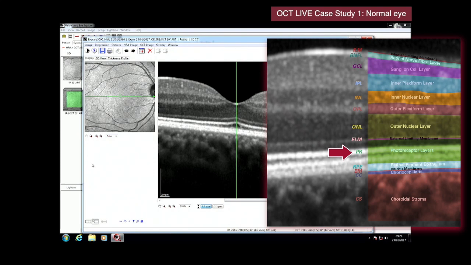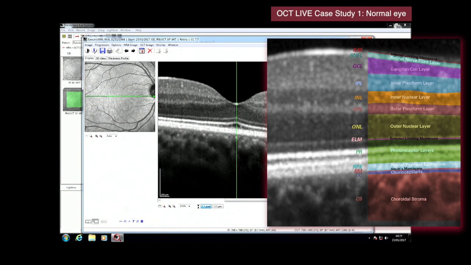If either of these bands are disrupted, or in fact the external limiting membrane, in a scan that otherwise looks normal, you can probably account for why a patient might be visually symptomatic. Okay, so the integrity of these two bands, or three bands, is very important.